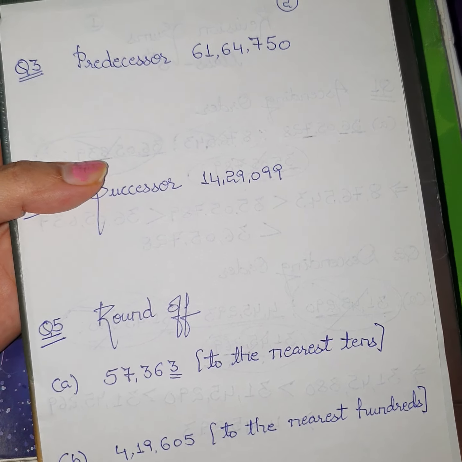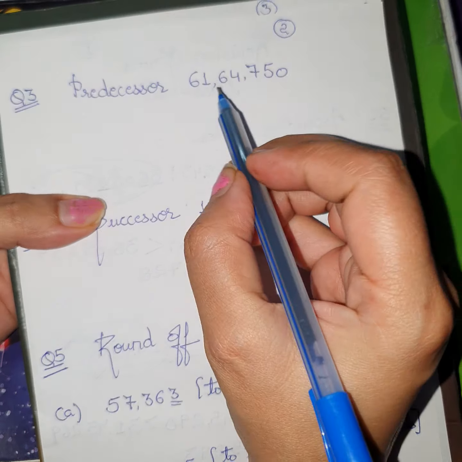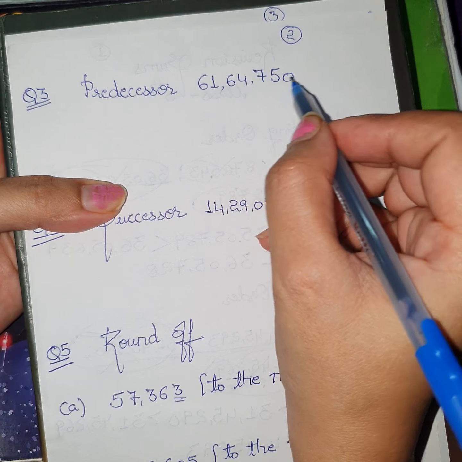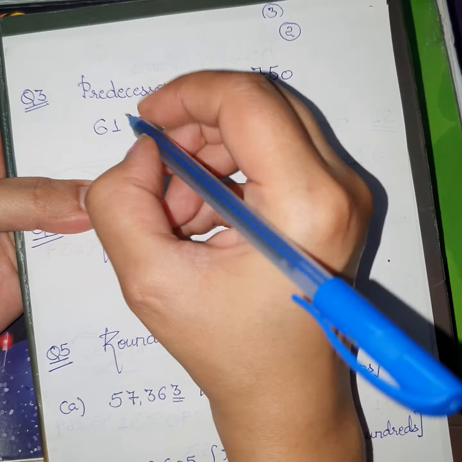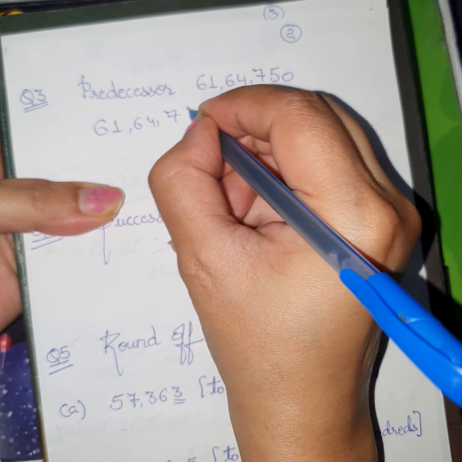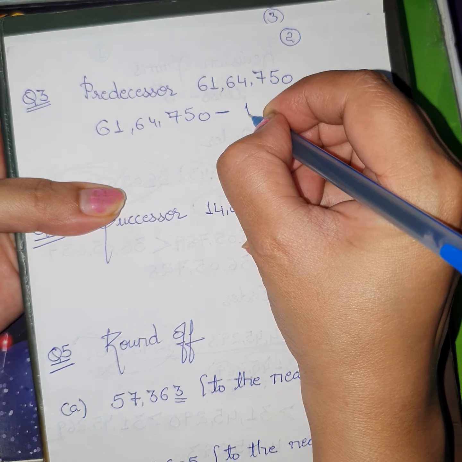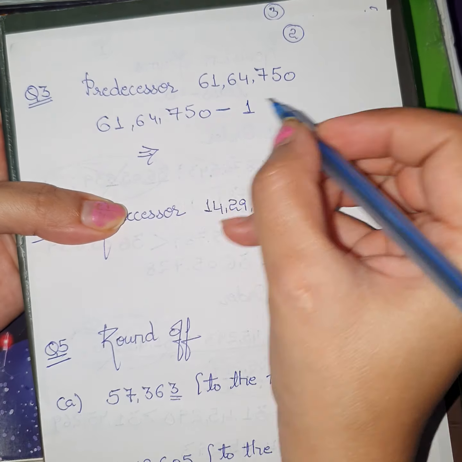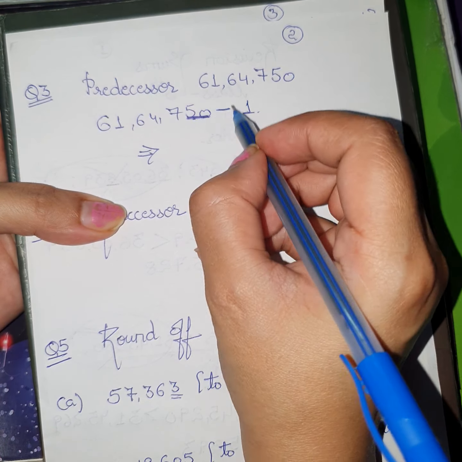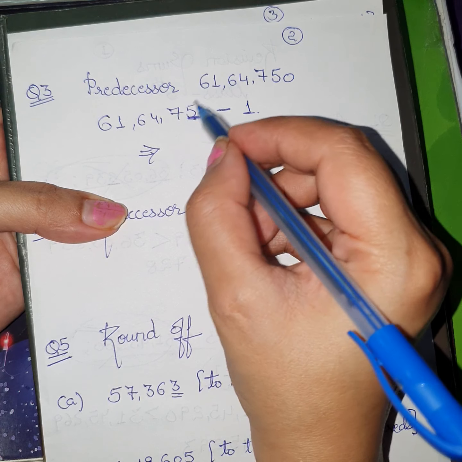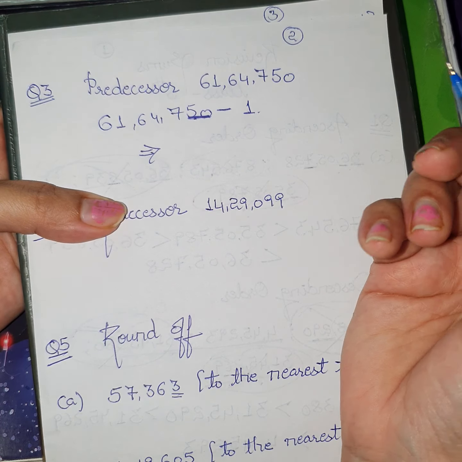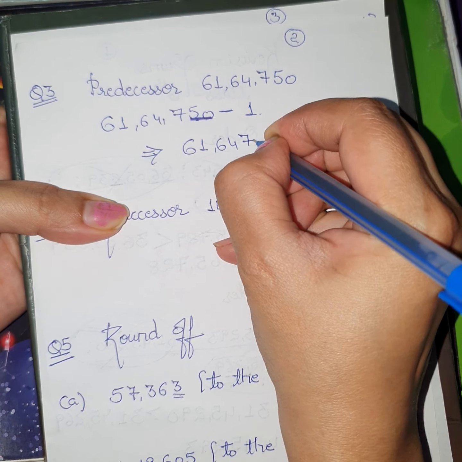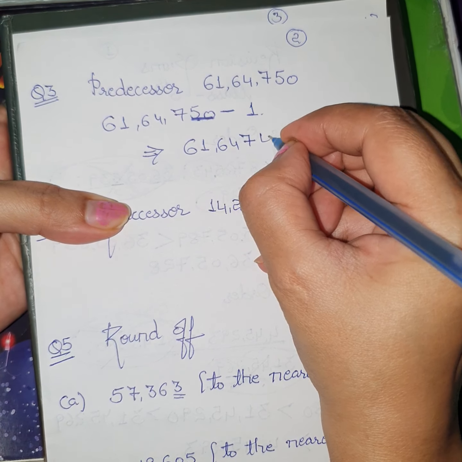Then, in question number 3, I have given you to find the predecessor of this number. Predecessor means minus 1 from the given number. That means the given number is 61,64,750. From this, we have to subtract 1. Just see the last 2 digits and subtract 1 from them. So 50 minus 1 is 49. The rest of the number will remain the same, 61647. Only in place of 50 will come 49.